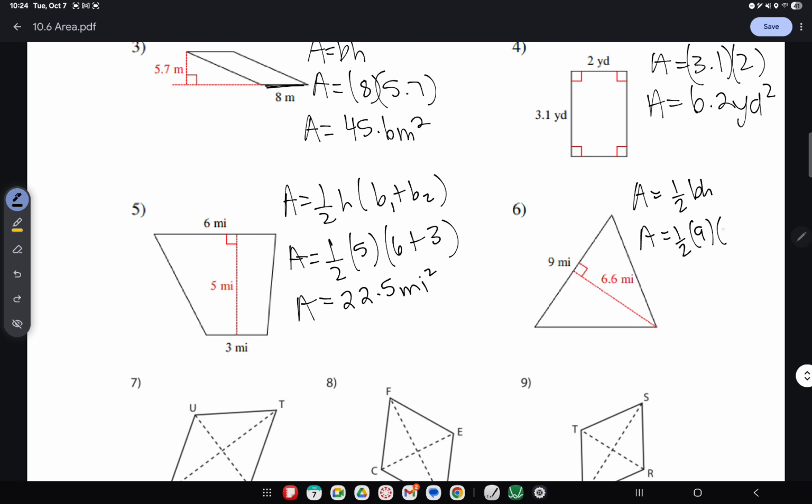Base is 9, and the height is 6.6. So we'll do 9 times 6.6, and then divide it by 2. So I get 29.7 miles squared.